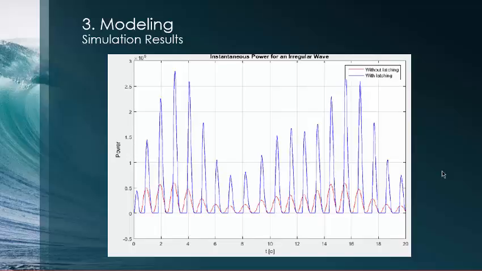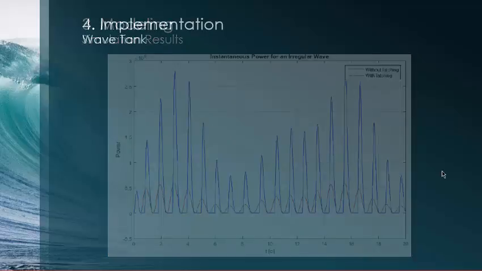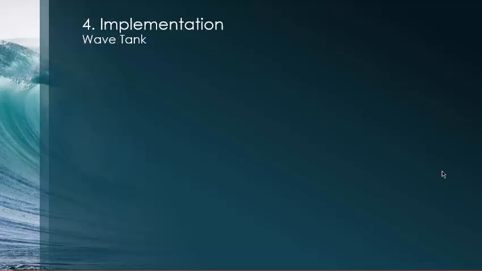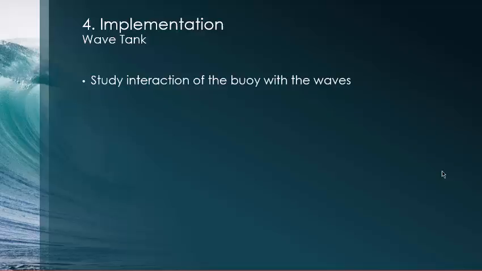Okay, we'll now move on to the implementation part. First of all, a testing environment was required. This took the form of a wave tank. The wave tank helped us to study the interaction of the buoy with the waves and of course to test the system. The tank itself is made of glass and has dimensions of 1 meter by 45 centimeters by 40 centimeters.